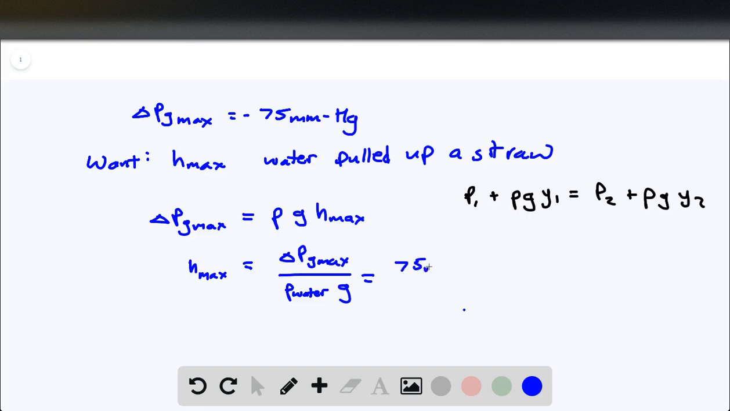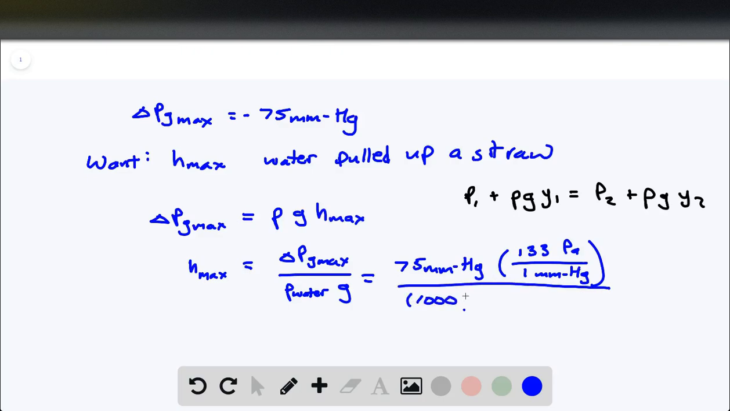We have 75 millimeters of mercury, and we want to convert this to SI units, pascals, which are newtons per meter squared. So you can find this conversion factor in chapter 10. And for 1 millimeter of mercury, there's 133 pascals. And the density of water, 1,000 kilograms per meter cubed, is also in a table in the textbook. And for g, we use 9.8 meters per second squared.